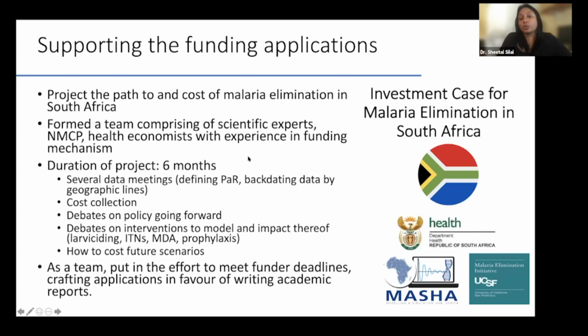So when working in this situation, we formed a team called an investment case task team. This team comprised the National Department of Health, the Malaria Control Program, myself as a modeler, but then all the related scientific experts as well. So the entomologists, the clinicians, those working on international cooperation, the health economists.